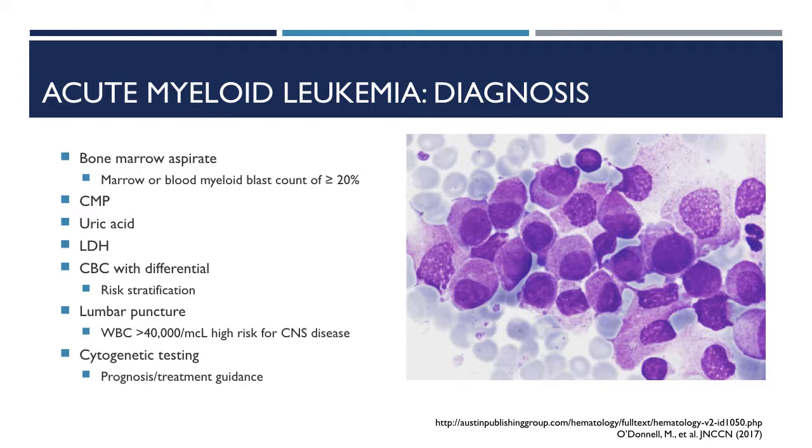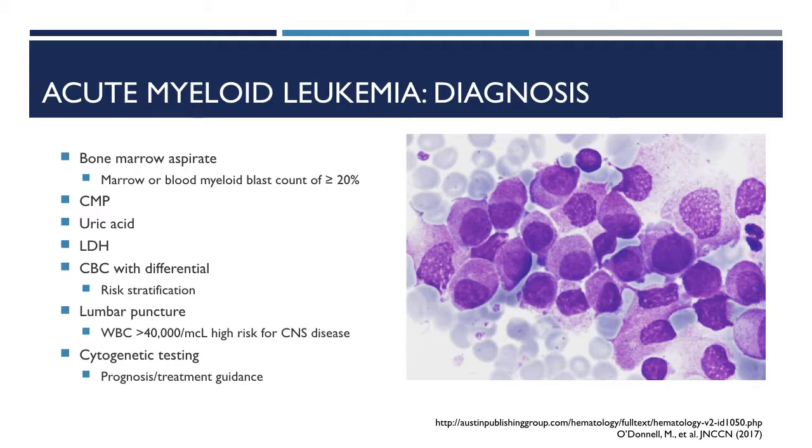To definitively diagnose AML, a bone marrow aspirate needs to be done. And to diagnose AML, there needs to be a blood myeloid blast count of greater than or equal to 20%. Once we have that diagnosis, it's important to get a CMP and a uric acid. These patients typically have high tumor burdens, so they can spontaneously go into tumor lysis. Otherwise, it's good to have a baseline lab measurement for before they start their chemotherapy treatment.